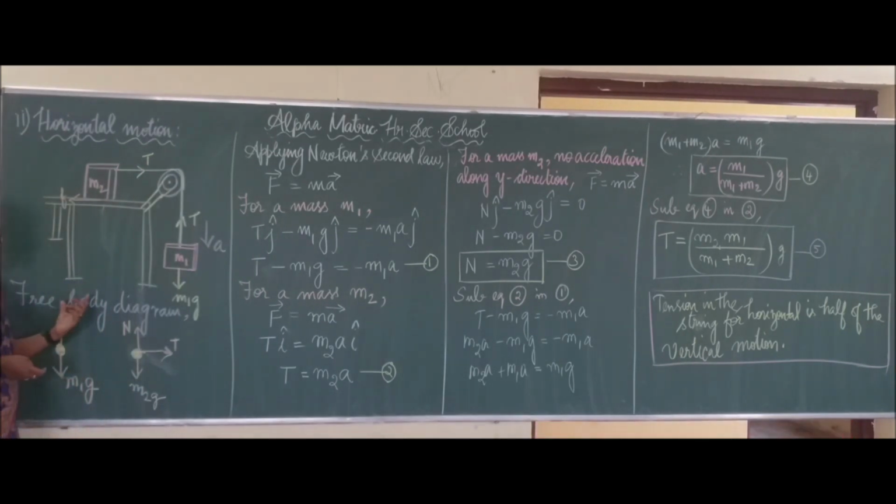So here is the free body diagram of this figure. For the body of mass m1, tension is acting upwards and the gravitational force is acting downwards, so it is m1g. For the block of mass m2, generally an upward normal force exists, and downwards it is m2g, the gravitational force. But here you see the tension is acting along the positive x direction. So these two are the free body diagrams of this figure.